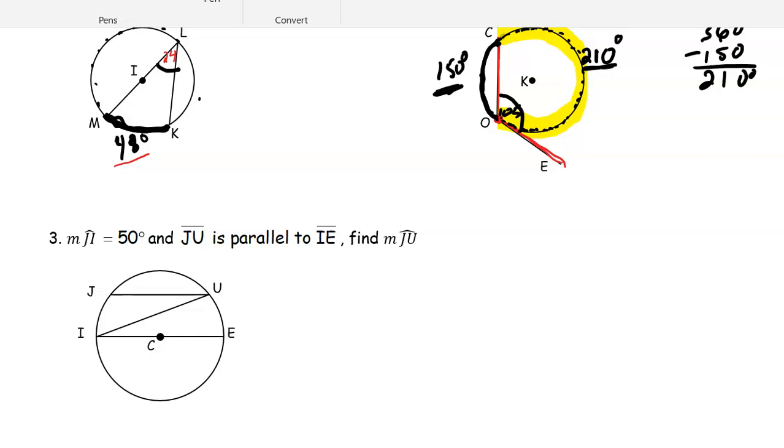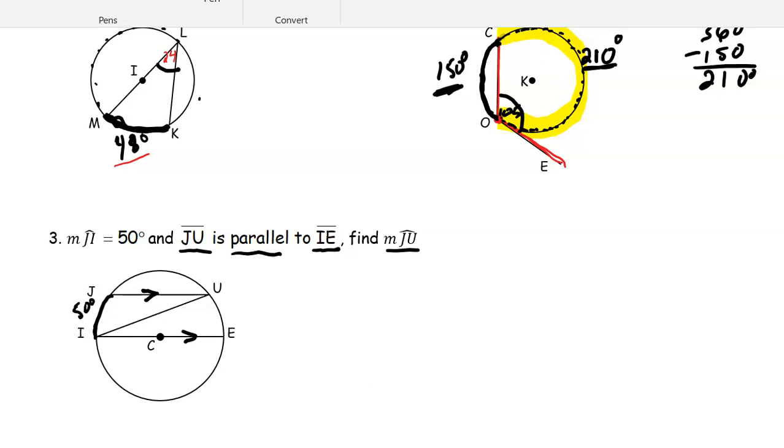All right, 3, you're told the measure of arc JI. So the minor arc JI is here. That's 50 degrees. You were told that segment JU is parallel to segment IE. So here is the segment JU that is parallel to the segment IE. We want you to find the measure of arc JU. All right. So as we kind of look at this, couple of things. You got to remember some old rules here.